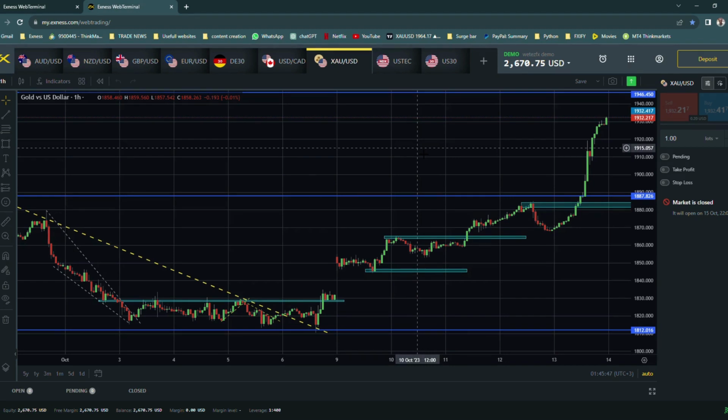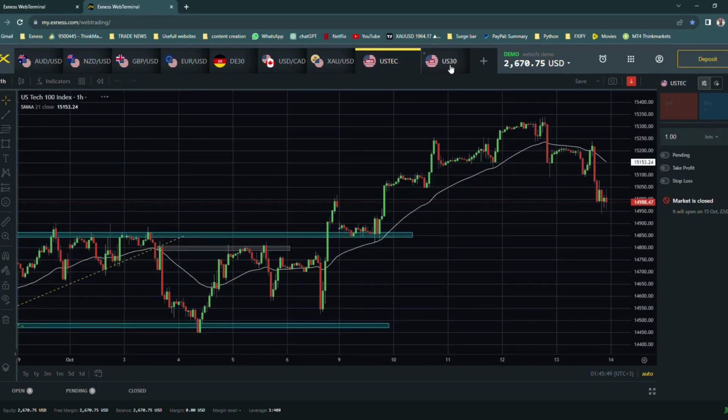So I've chosen these two index funds that are mostly volatile and have moves on the market: US Tech and US 30, or Nasdaq and the Dow. These two have the most volatility or the most oscillations on the market, and this will always provide opportunities again and again on a daily basis.